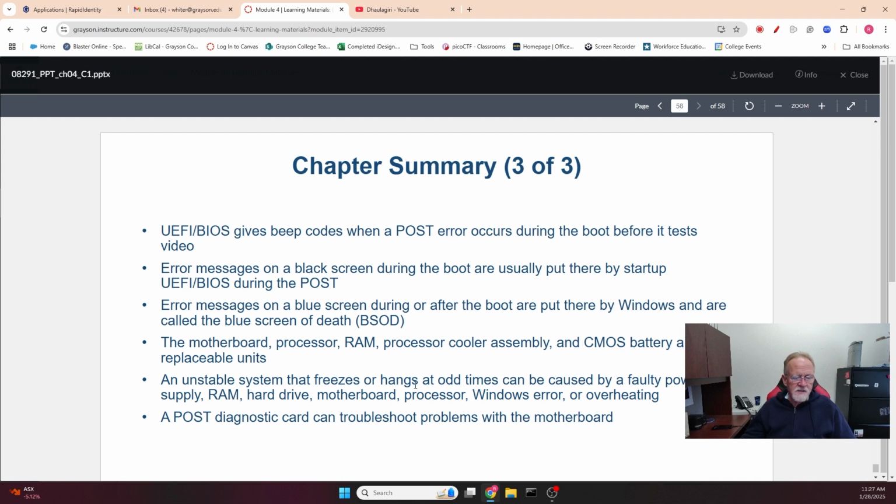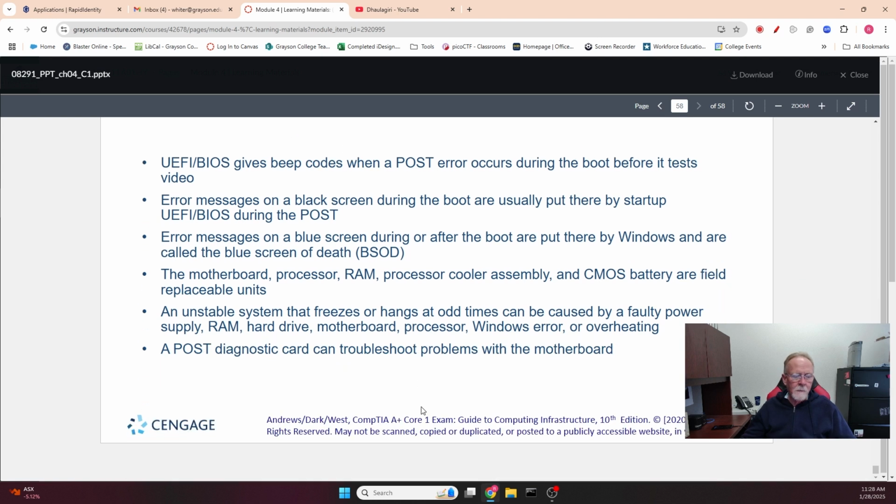An unstable system that freezes or hangs at odd times can be a faulty power supply, could be RAM, could be a hard drive, could be the motherboard, could be a Windows error, could be overheating, could be bad capacitors, could be a bad power system in the building. I've actually had that happen before, so there are a lot of things to check. A POST diagnostic card can troubleshoot problems with the motherboard, so run the tests that are in the BIOS. And basically that's chapter 4.